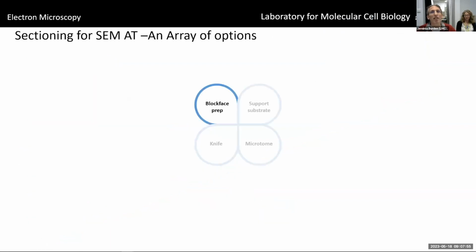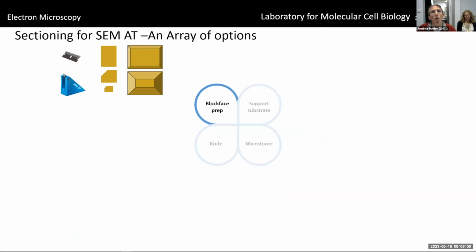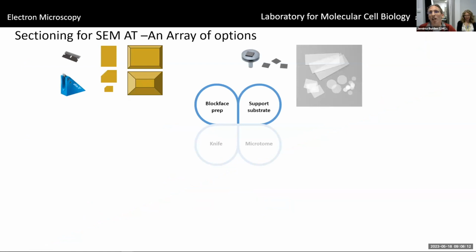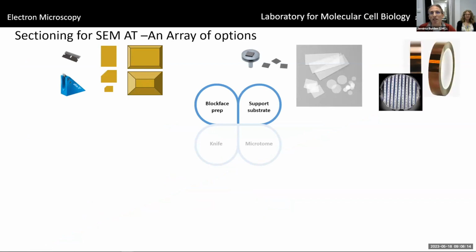Now, I'm going to tell you about the sectioning aspect. And when you first start to look at this, you'll notice there's a bewildering array of options, if you'll excuse the pun. Starting off with how you prepare your block face, whether you use a diamond trimming knife or a razor blade, what shape you cut it to, what angle slopes, then what you're going to pick your sections up on: silicon wafer, or a glass cover slip or slide, or maybe tape.